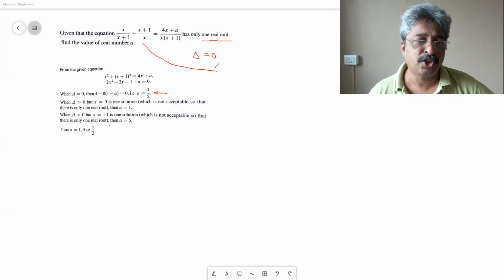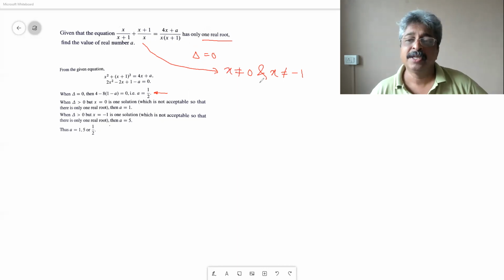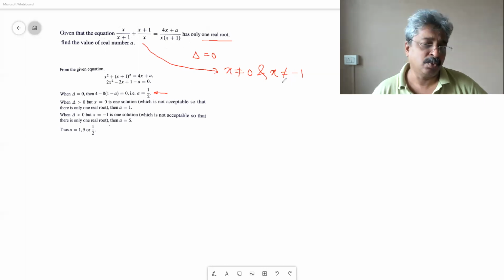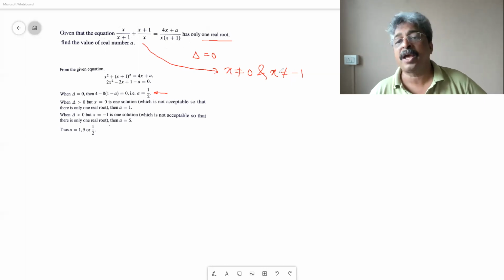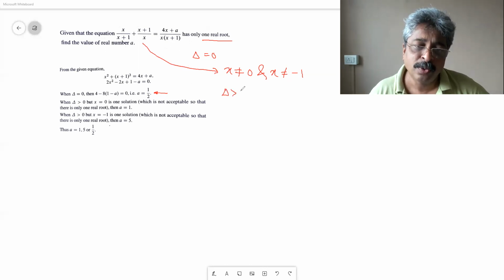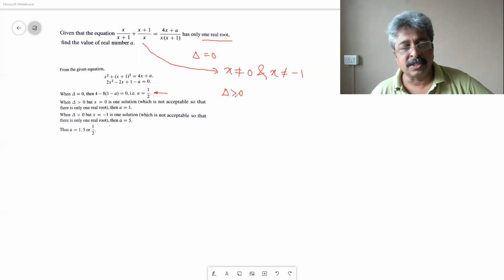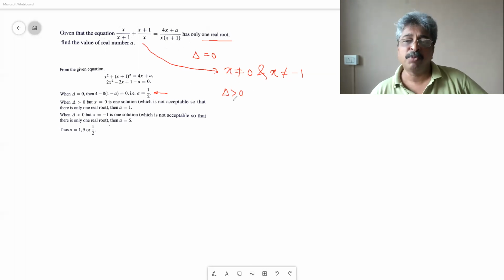Now, when this type of question is given, even if it is not stated, what is assumed is that x is not equal to 0 and x is not equal to minus 1, because the moment x becomes 0 or minus 1, the equation itself is not defined. Therefore, the domain of definition of x does not include 0 and minus 1. So these two x values are not available at all for evaluation. And therefore, delta greater than 0, when you end up having two distinct roots as far as the theory of quadratic equations is concerned, this condition becomes important.